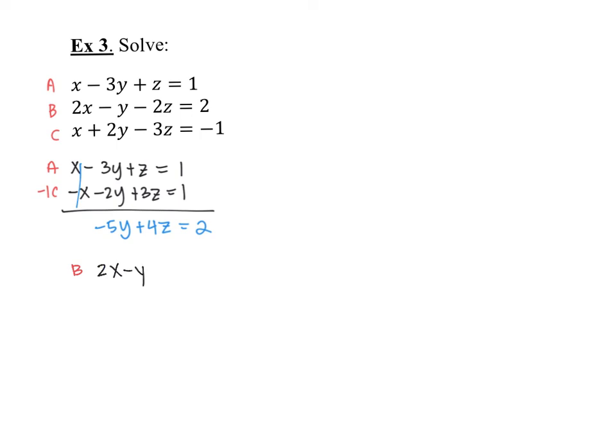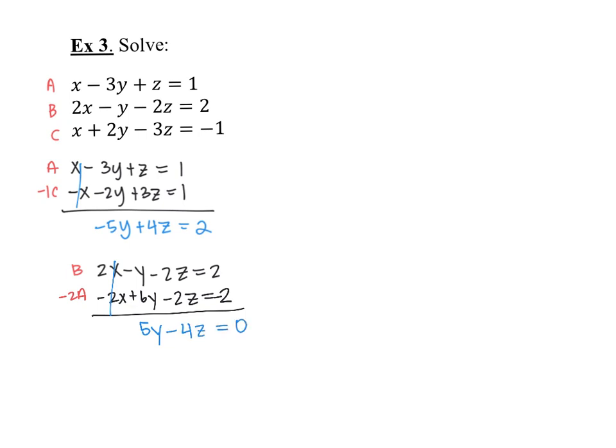2x. Okay, which equation? I'm going to go ahead and use equation A, I think. If I want to cancel the x's out, then I'm going to multiply equation A by -2. So equation A by -2. It'll give me -2x, positive 6y minus 2z. Okay, what was I doing? I was trying to cancel the x's. So 5y minus 4z equals 0.